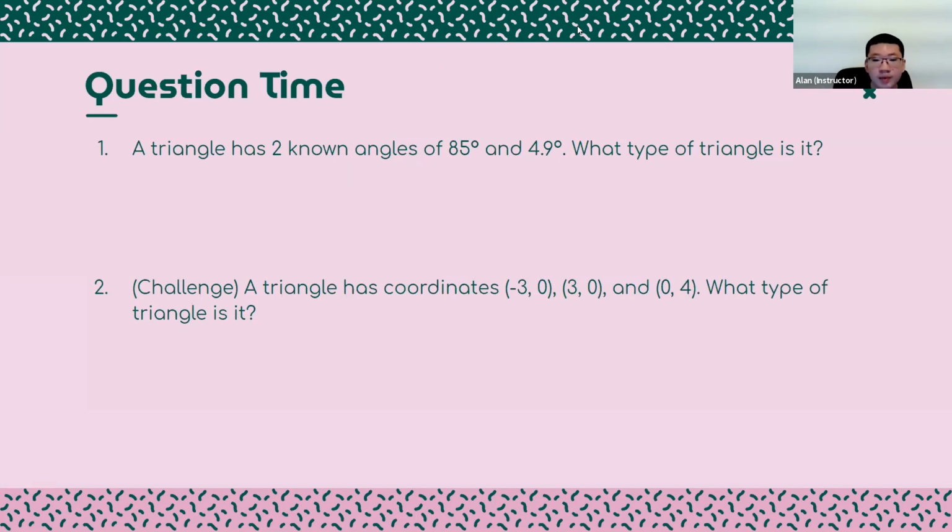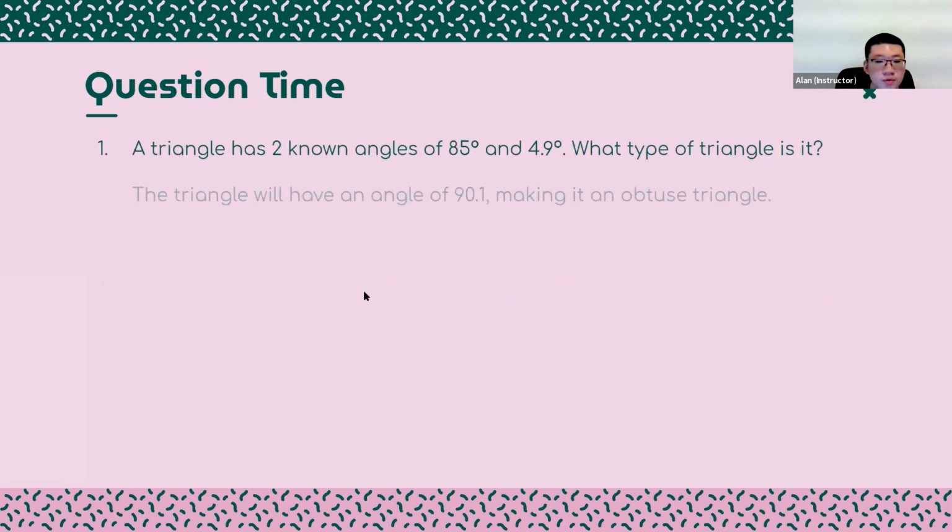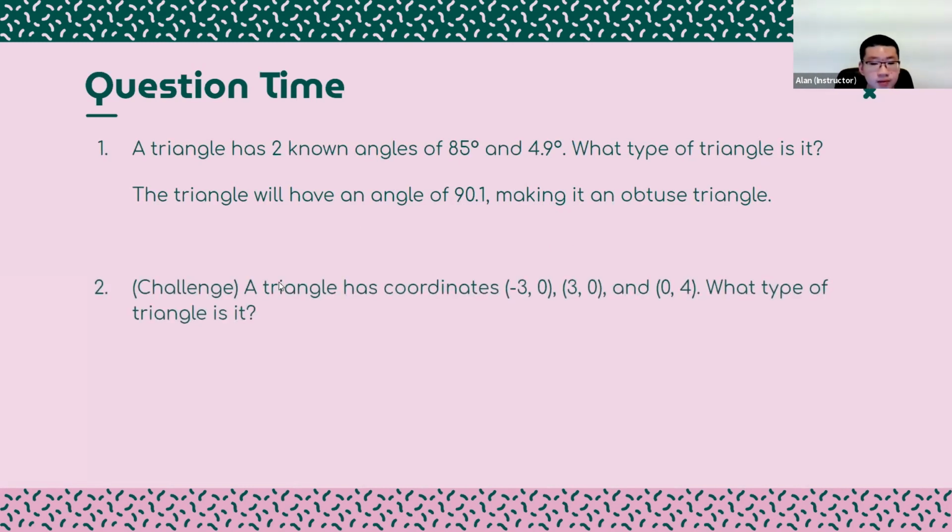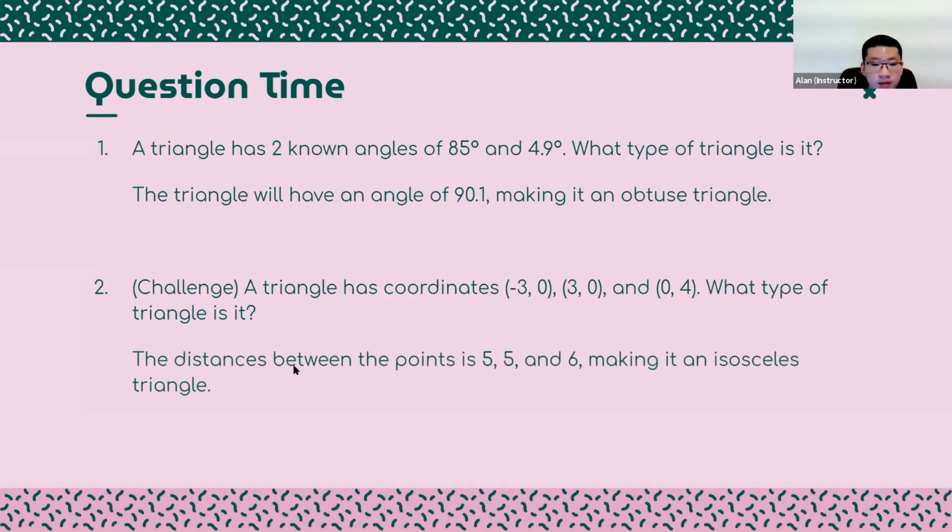Alright, so it's been 3 minutes, and I'm going to go over the answers. For the first one, you just use the fact that the sum of the angles in a triangle is 180 degrees to find that the final angle will be 90.1 degrees. And since it's greater than 90, it's going to be an obtuse triangle. For the second one, you use the distance formula that we taught last class. The side lengths of the triangle are going to be 5, 5, and 6. And since two sides have equal length, it's going to be an isosceles triangle.